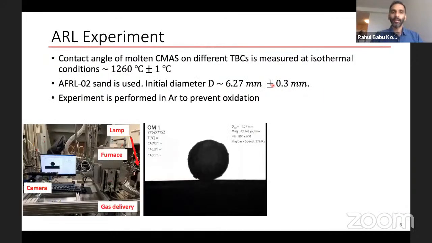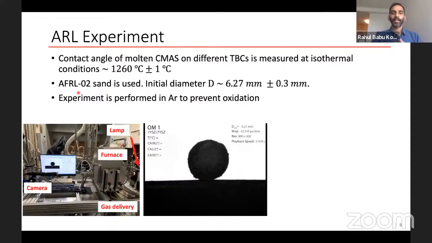And to help us in that direction, ARL conducted some really nice experiments where they looked at the spreading behavior of molten CMAS. And they compute the contact angle and a bunch of other things. And they looked at a wide variety of thermal barrier coatings. So what they do is they take sand, which is the AFRL2 sand. This is especially used to model the naturally occurring sand. So this is a model sand.